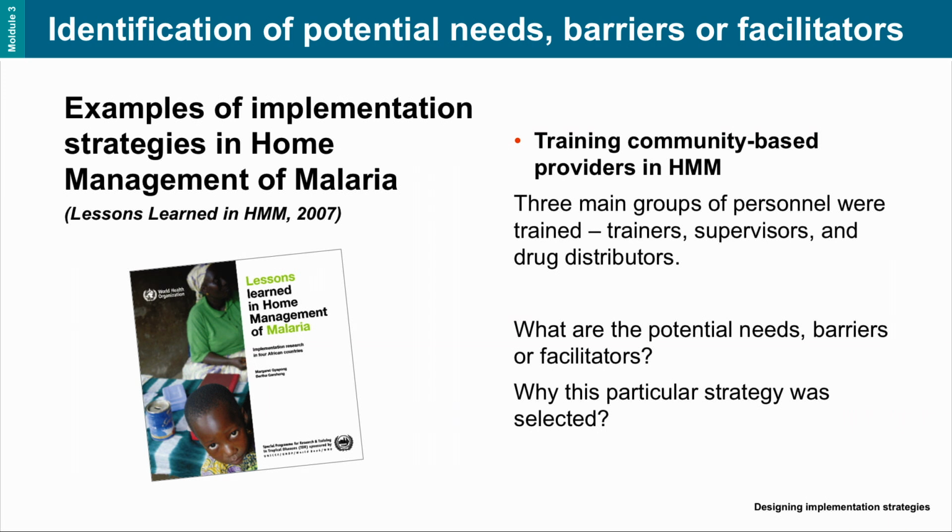Before the selection of a particular strategy, we need to identify the needs, barriers, or facilitators, also called determinants of practice. Then, we must provide a clear justification of why the particular strategy was selected. Why would this implementation strategy help in overcoming potential barriers to implementation? This is the key question.